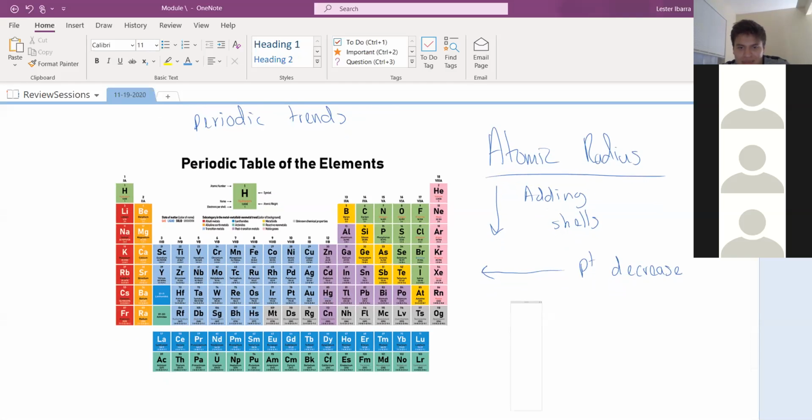So actually, there's a few examples. Let me pop some up. Give me one sec. I didn't realize I put these in order. Let's take away this one. There you go. Okay, so let's put these elements in order of increasing atomic radius.